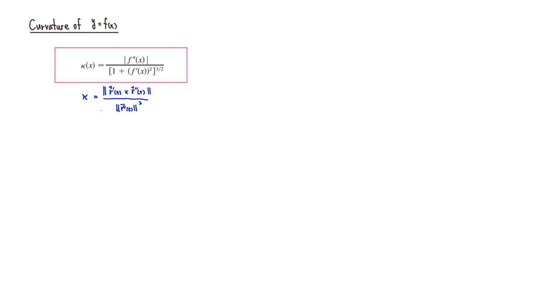We're going to have to parameterize the graph of y equals f of x. So we have r of x, we have to use x. r of x is going to be x for the x component, and y is going to be f of x. Since this is a planar graph, there's no z component, so I put 0 in there. Then we just have to compute r prime of x, which is going to be 1, f prime of x, 0.